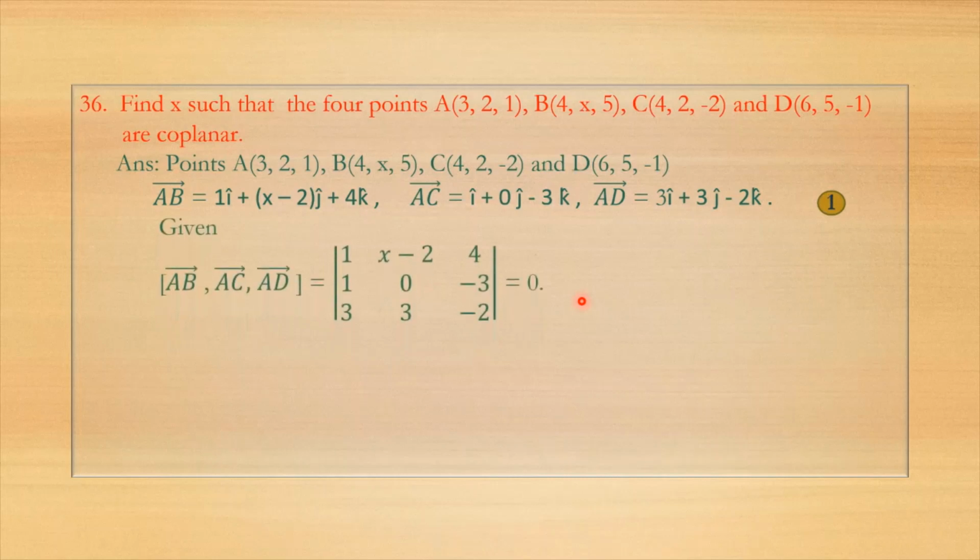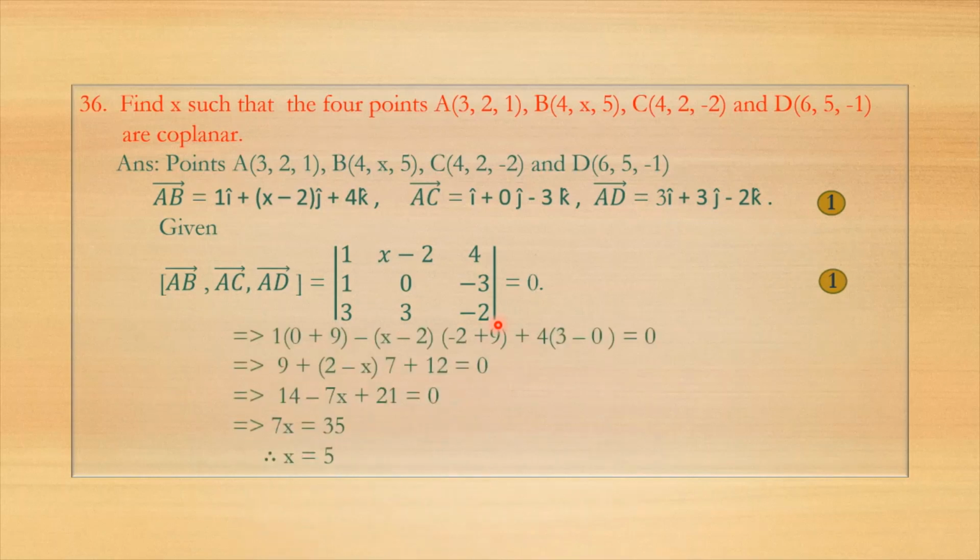The next step is to prove that. No need to prove it, because they have given that it's coplanar. I need to find the value of x. Since it is given to be coplanar, the box product of these three vectors is equal to 0. So the box product of this is equal to this. After simplifying this, it carries one mark. Finally I will get x is equal to 35. This is my required value of x for the given points to be coplanar.